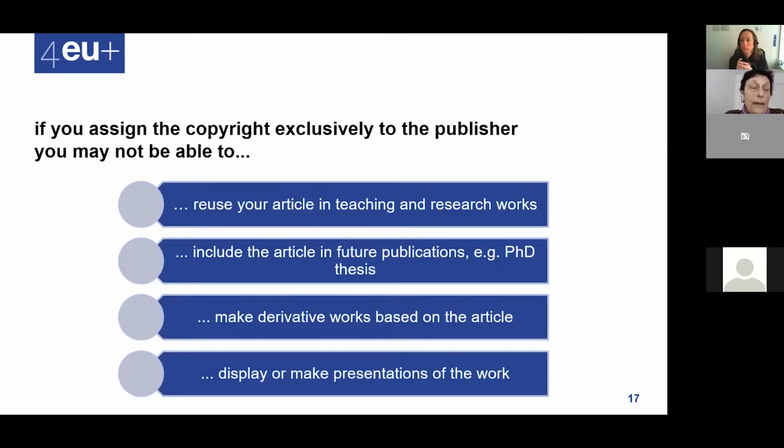If you assign the copyright exclusively to the publisher, as in the first example, you may not be able to reuse your article in teaching and research work, to include the article in future publications, for example, in your PhD thesis, to make derivative works based on the article, and to display or make presentations of your work.